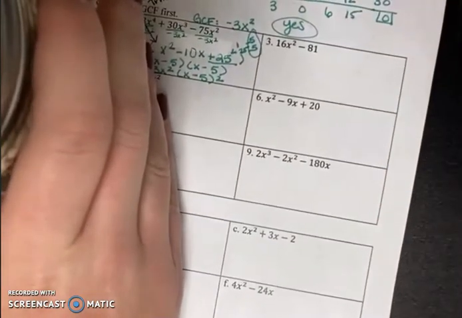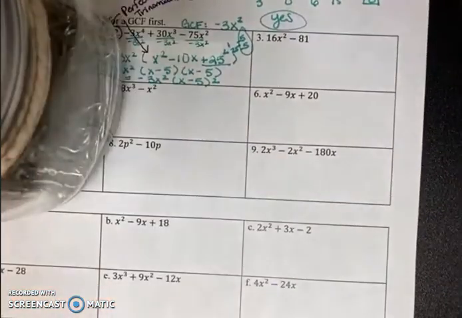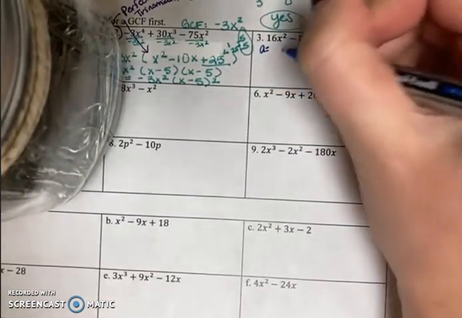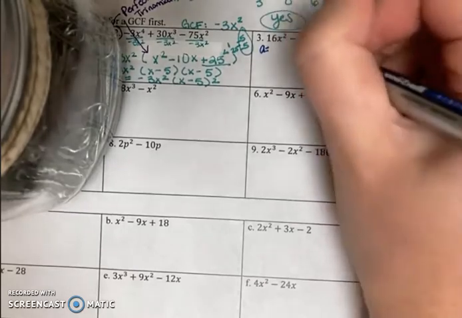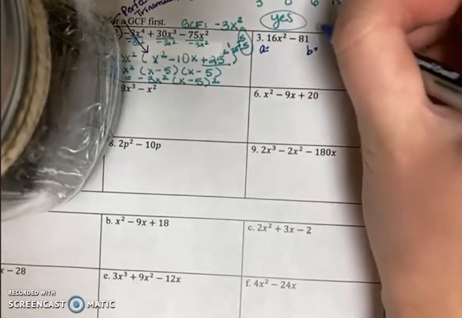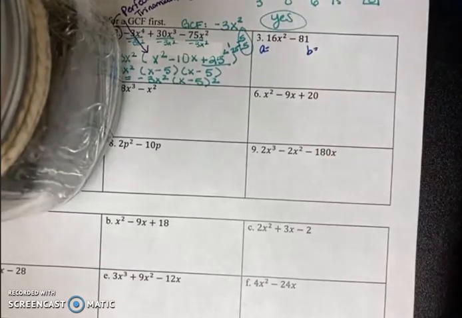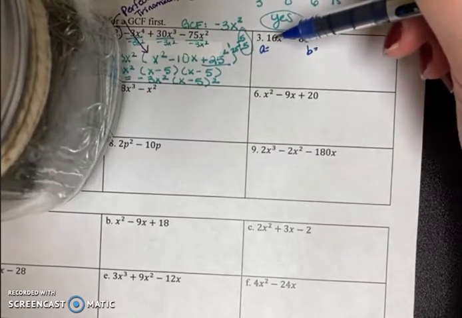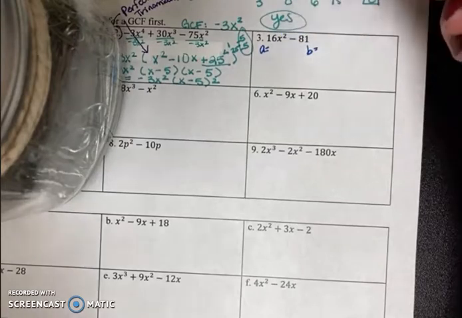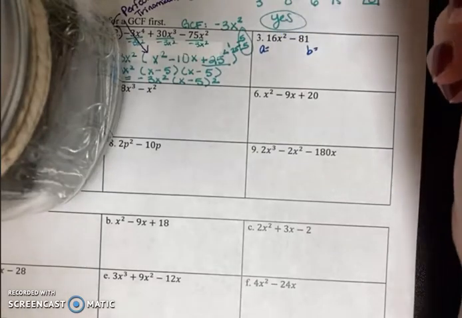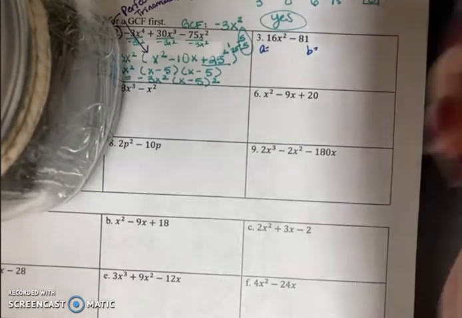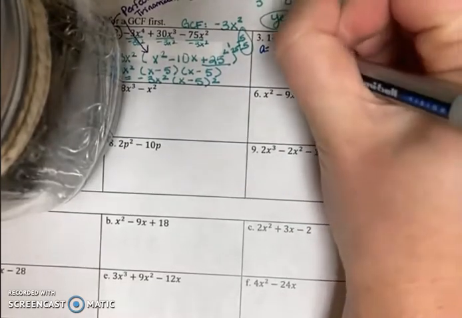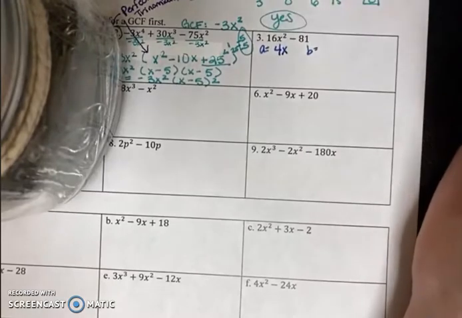But coming back to number 3, I want to see, is this a difference of 2 squares? Meaning, can I identify something squared that would give me the first term, and can I identify something squared that would give me the second term? That would be our a and b terms. So starting with this first term here, can something squared give me 16x squared? The answer is yes. 4 squared would give me 16, and x squared would give me that x squared.